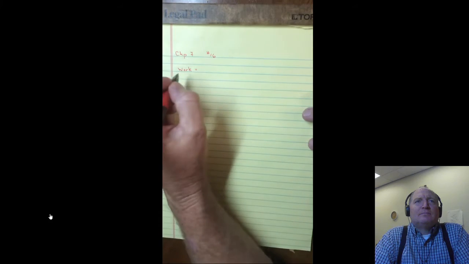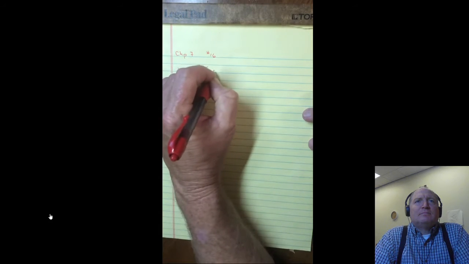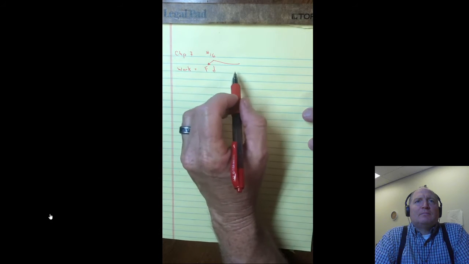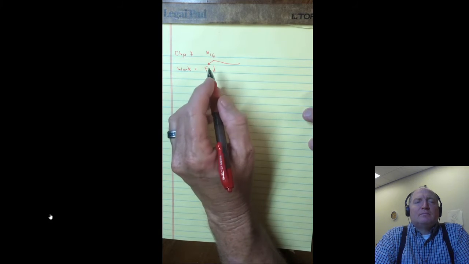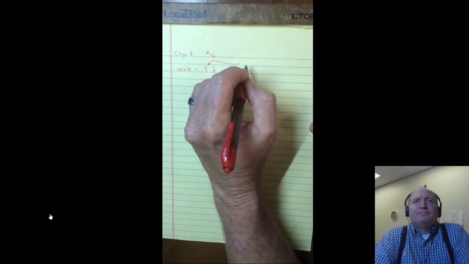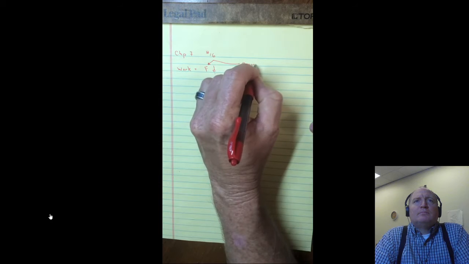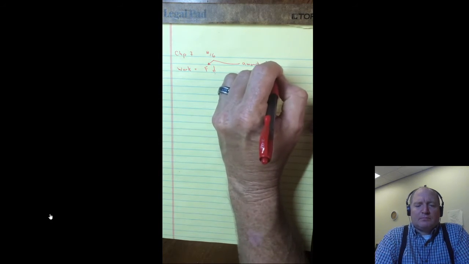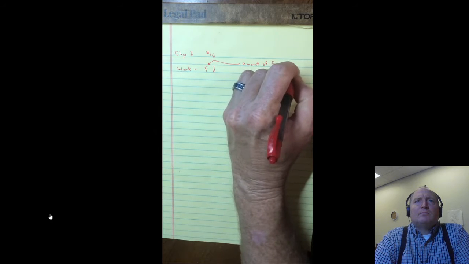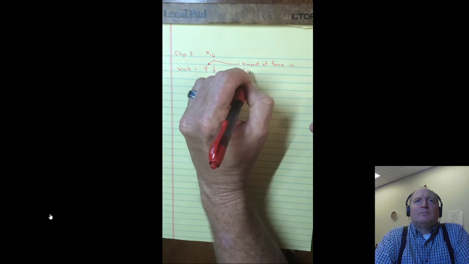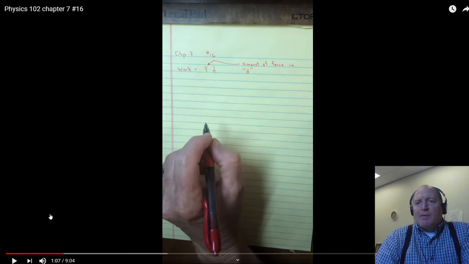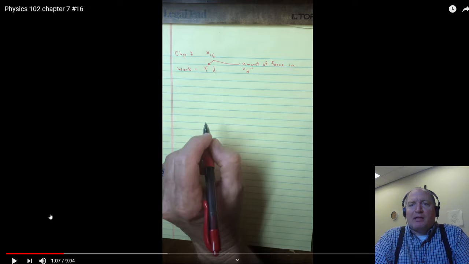So when we say work is force times distance, we clarify that by saying it is the amount of force in the direction of the distance. Cool. So maybe I should just put here, amount of force in the same direction as the distance.